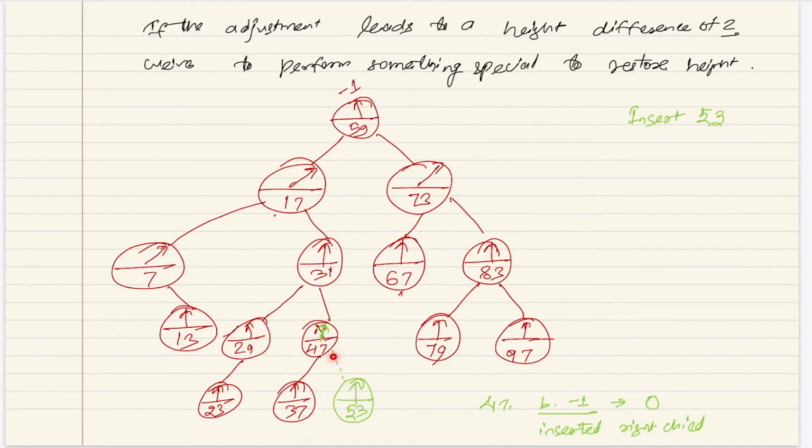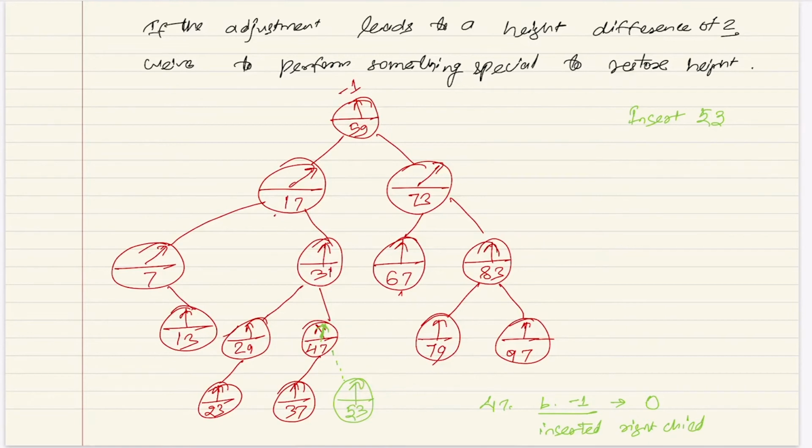Earlier the balance factor would have been 0, and now you would increase by 1. So that means this is easy. When you are traversing up, at the immediate next parent, you will increase the balance factor by 1 if it is a right child. If it is a left child, you will decrease by 1, because the height of the right subtree has increased.